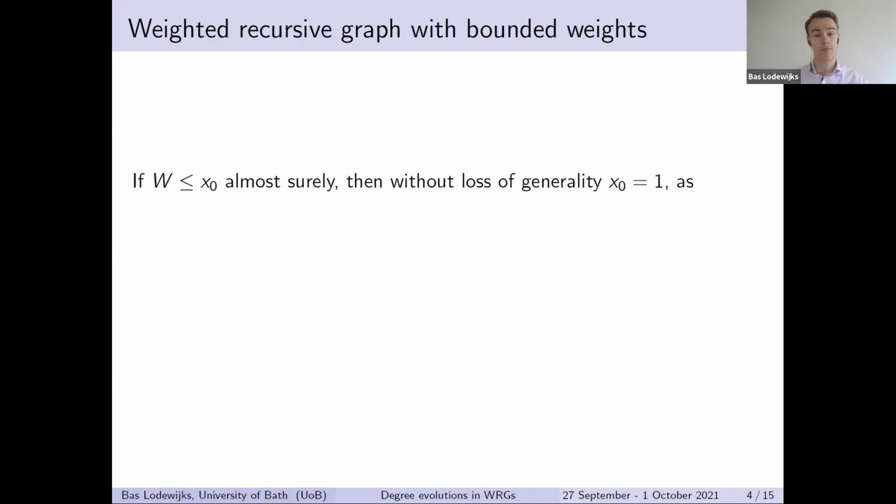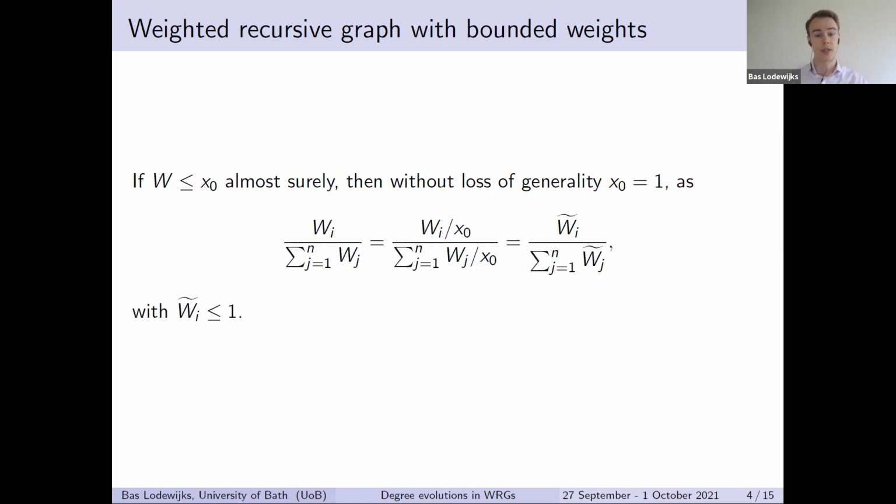So note that if we have bounded weights, then without loss of generality, we can assume that they are bounded from above by 1, because these connection probabilities are invariant under scaling of these random variables.